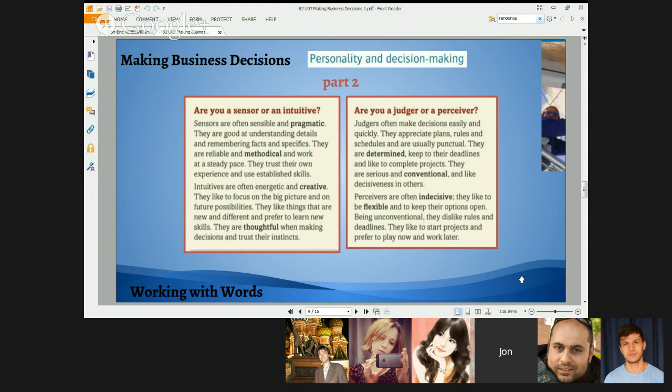Being unconventional. Unconventional. They dislike rules and deadlines. They like to start projects and prefer to play now and work later.